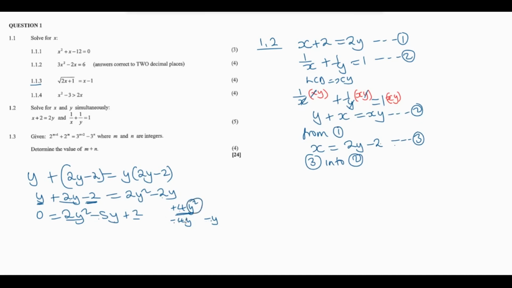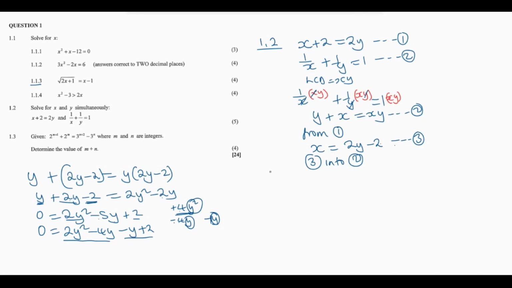Sometimes we just do without putting the y's. Just deal with the factors without putting the y's, just the numbers. Right? So what we do now, we replace this negative 5y with negative 4y and negative y. So it becomes 0 is equal to 2y squared minus 4y minus y plus 2. Right? And then what do we do? We factorize by grouping in pairs. Factorize this pair, factorize this pair.